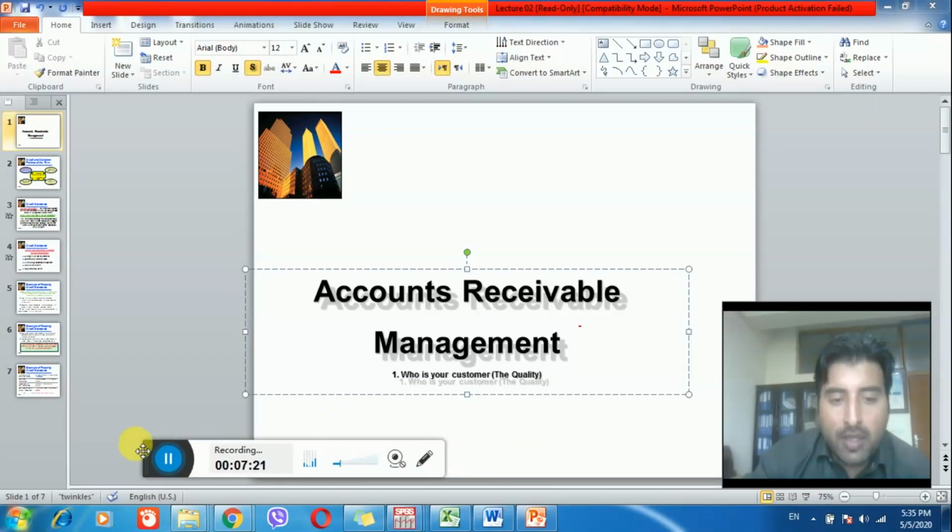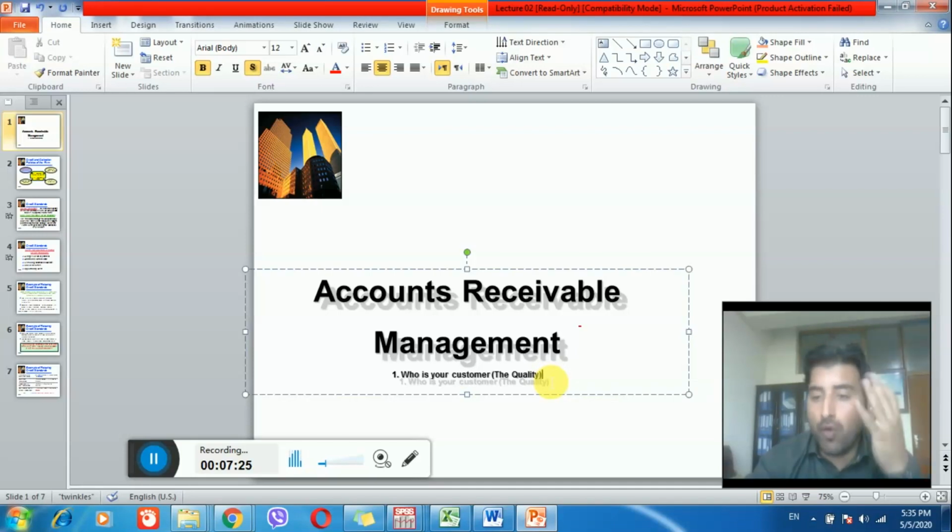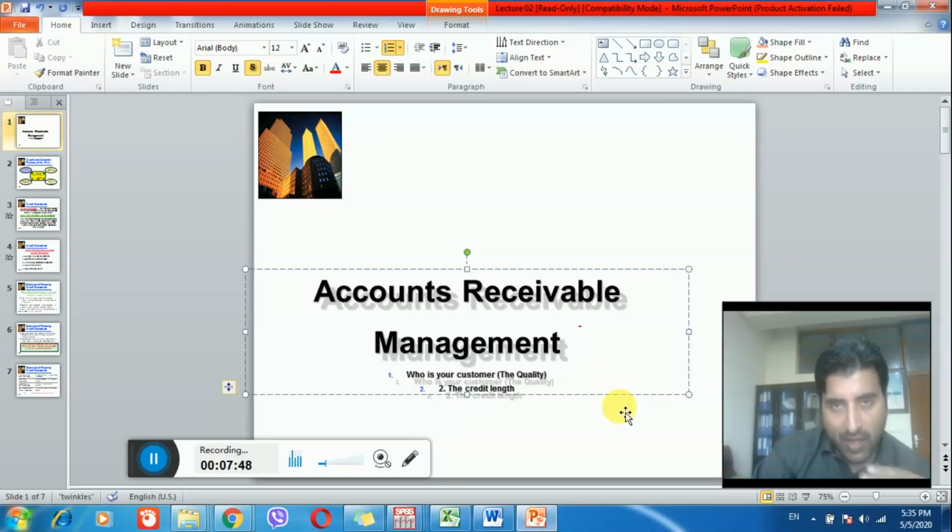Okay, the second point you should know about. I talked about four factors, four variables, four points. Number one is who is your customer. Number two is the credit length. What am I talking about? This means when you sell goods on account, you must specify how much time after which customers should pay you back. If you are giving them 1 month, we say the credit length is 1 month, or 2 months, or 3 months, depending on how much time a company selects for customers.